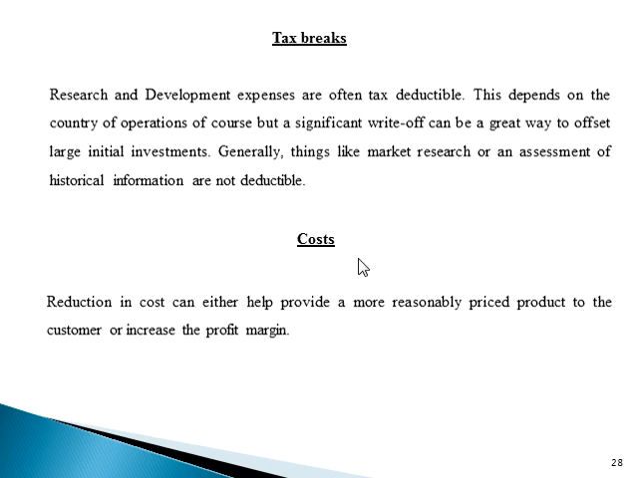The tax break. Research and development expenses are often tax deductible. This depends on the country of operation, of course, but a significant write-off can be a great way to offset a large initial investment. Generally, things like market research or any assessment of historical information are not deductible.